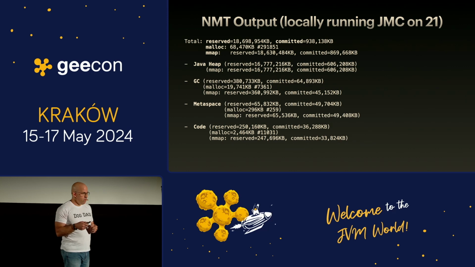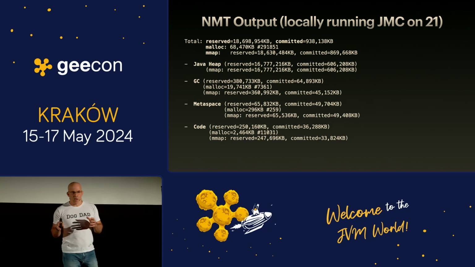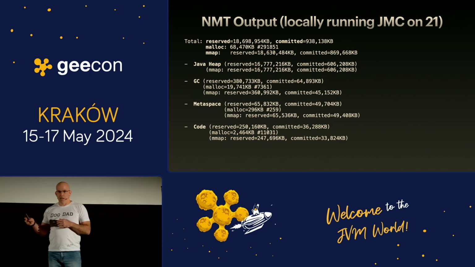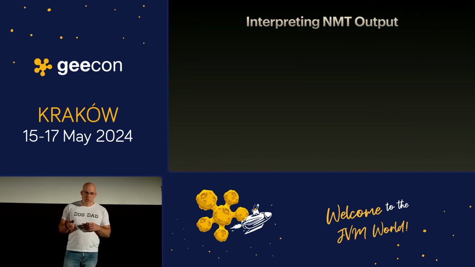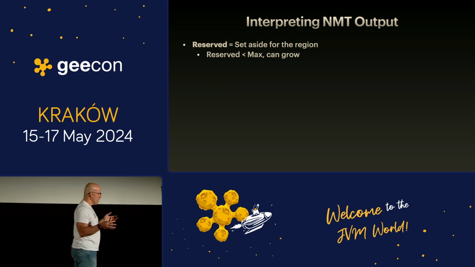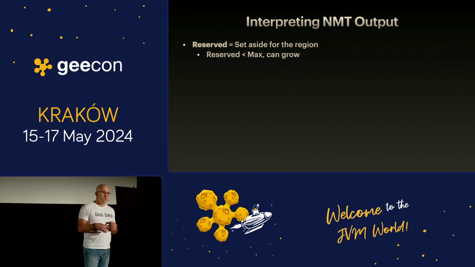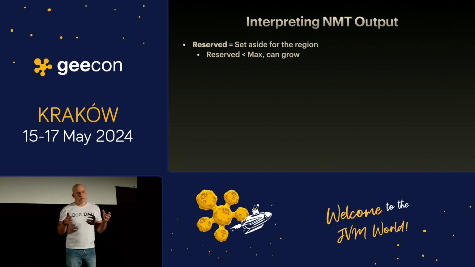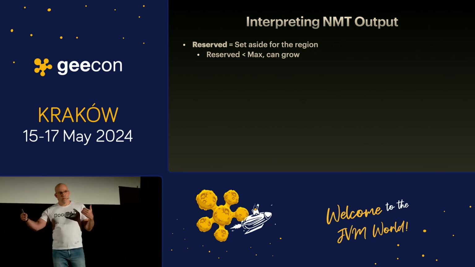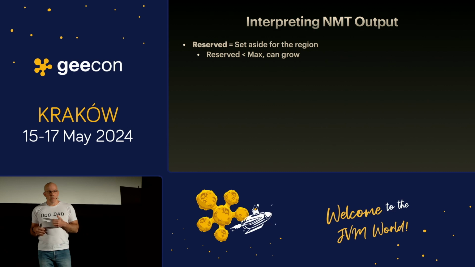NMT output, when you use any one of these things, will come out looking something like this. So you'll have reserved bits and malloc bits and committed bits. So let's just explain them. Reserved means whatever we set aside for the region. If you have a region that can resize, like the heap, you've set a minimum amount for the initial bit and then it can grow up to a maximum, then it'll reserve the minimum, and when it hits it, it'll grow. So reserved doesn't necessarily mean maximum.